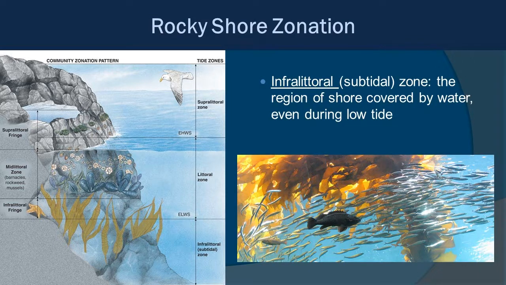And the last zone I'll talk about is the infralittoral, or the subtidal, the region of the shore covered by water even during low tides. So this is the area that never really gets exposed to air at all. It goes a lot deeper. You have a lot of your fish species that live there, things like that.